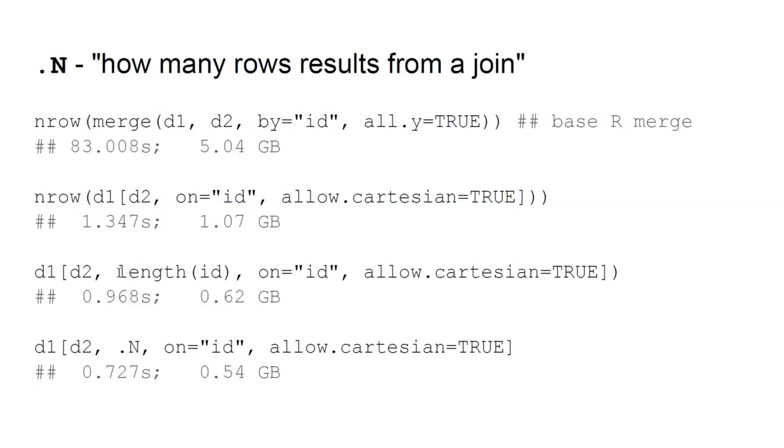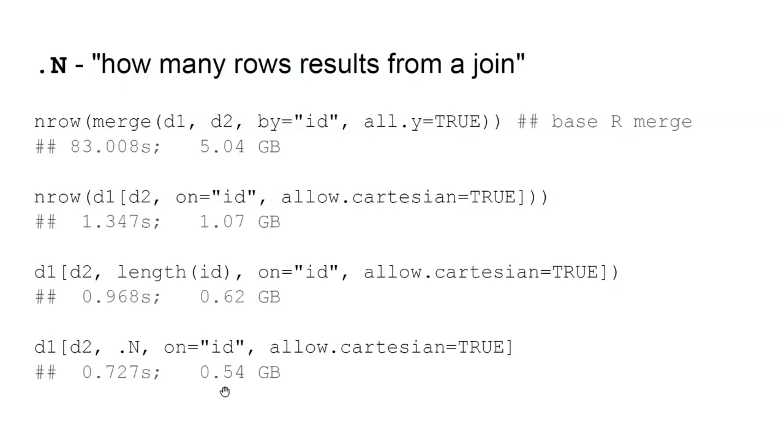Then the traditional way, if we didn't have the .N symbol, we would just use the length of a column. It's a little less than a second and 0.6 gigabytes. And then with the .N symbol, it's even faster and uses less memory, because we don't have to materialize the ID column. data.table will know that we are not selecting any columns. We are only interested in a row count. So it doesn't have to materialize ID to check how long it is.